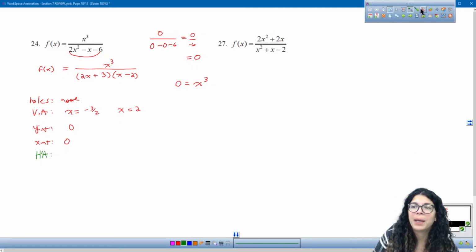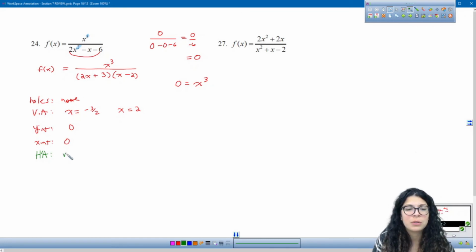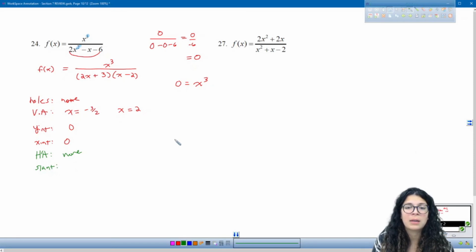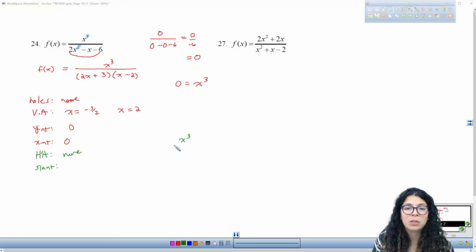Then we can go ahead and find the horizontal asymptote. Remember, you want to compare the degree on the top with the degree on the bottom. If the degree is bigger on the top, like it is here, that means that there is no horizontal asymptote. Now, the degree is bigger on the top by 1, so there is a slant. And the way that we find the equation of the slant is we divide. We want to divide x cubed by our denominator, which is 2x squared minus x minus 6.